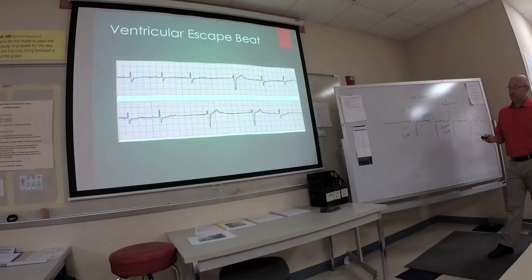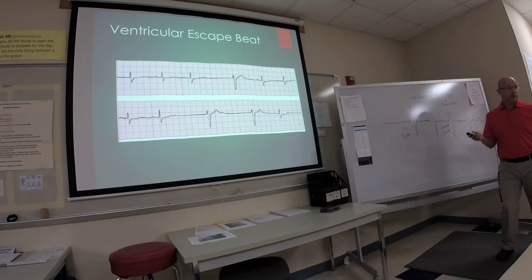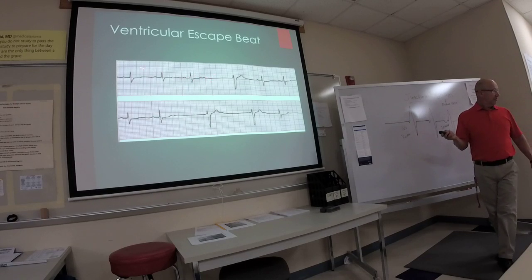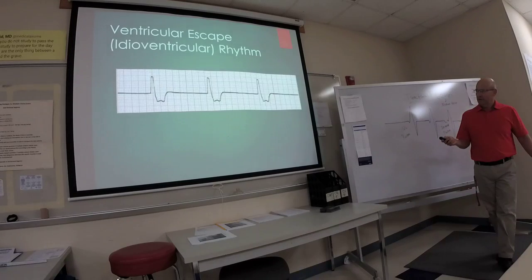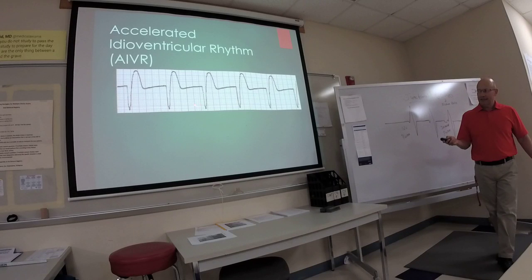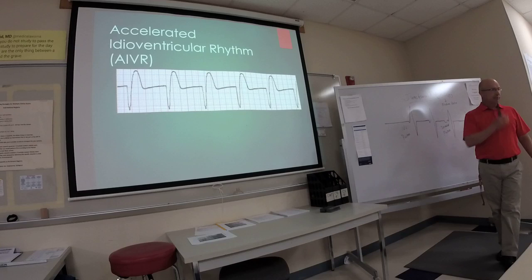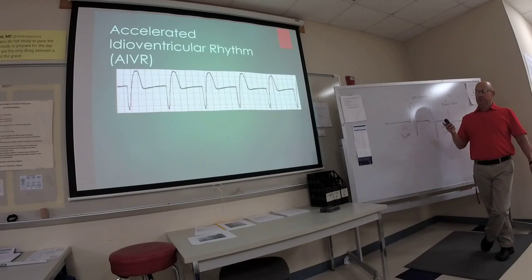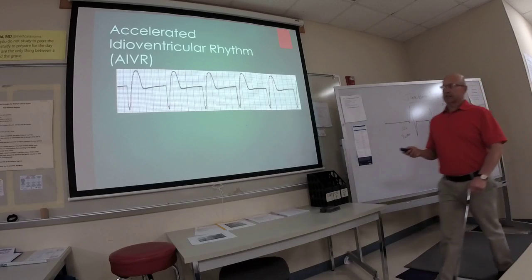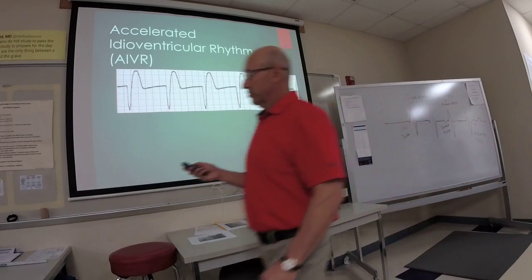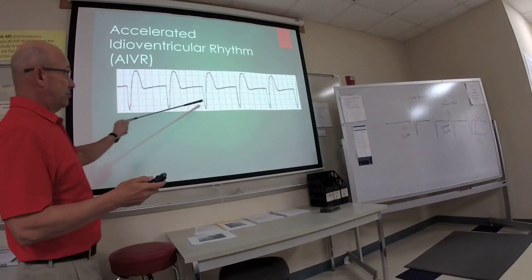So let's go back right quick. Narrow. See one small box in width, right? See the difference in narrow and wide. So you've got to get to where you can recognize that wide QRS complex. So this is just an accelerated idioventricular rhythm.